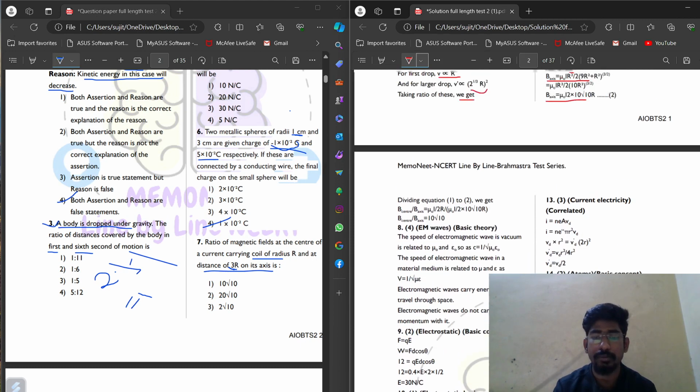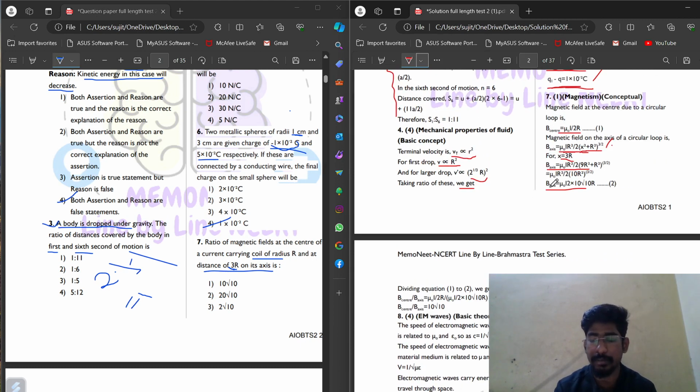Now this is the amount of magnetic field you got at the center, and this is the amount of magnetic field you got at the distance 3r from the center. If you just take the ratio, dividing equation 1 and equation 2, you will get the ratio as 10 root 10. So that means option number 1 is correct.